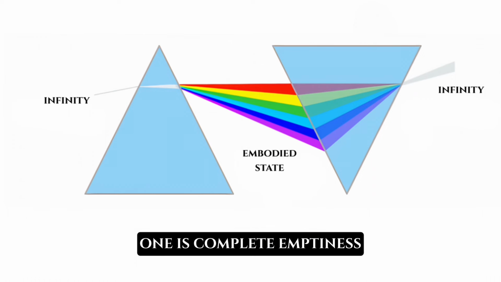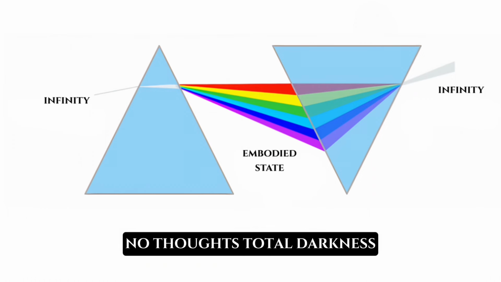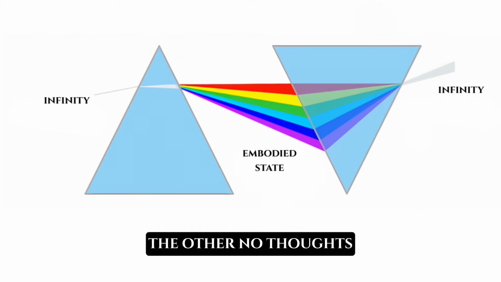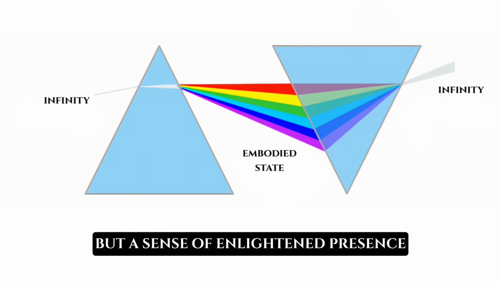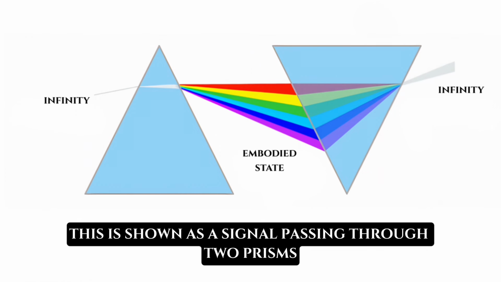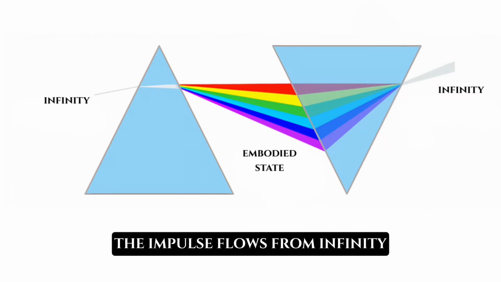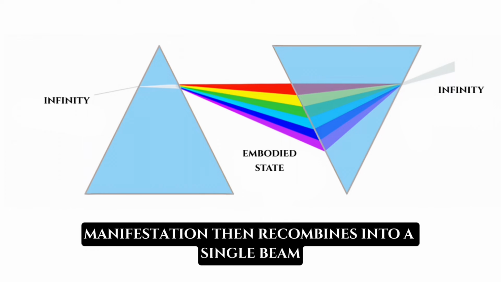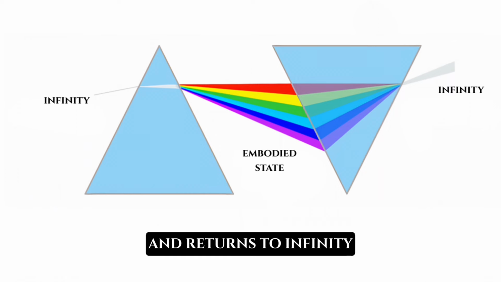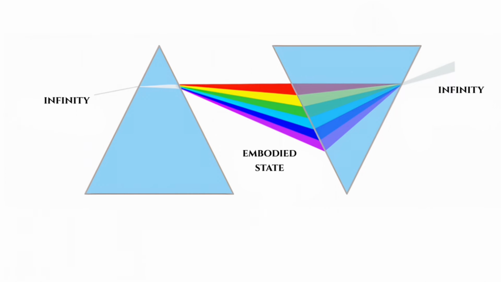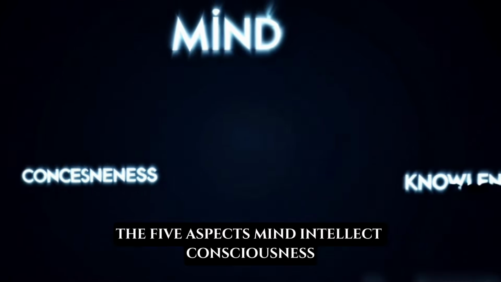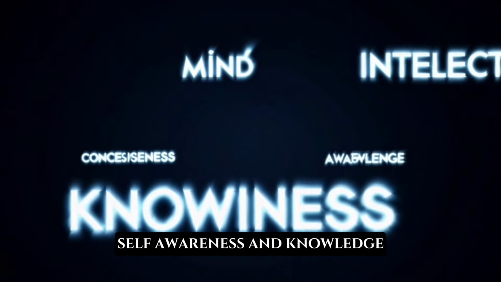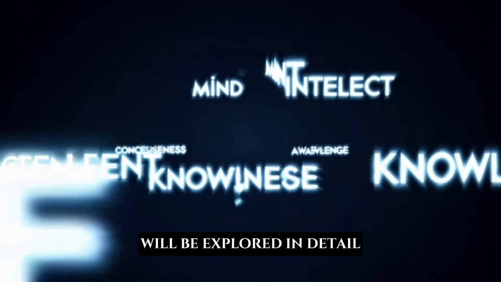One is complete emptiness, no thoughts, total darkness. The other, no thoughts, but a sense of enlightened presence. In our diagram, this is shown as a signal passing through 2 prisms. The impulse flows from infinity, passes through the prism, breaks into components, manifestation, then recombines into a single beam and returns to infinity. The 5 aspects, mind, intellect, consciousness, self-awareness, and knowledge, will be explored in detail.